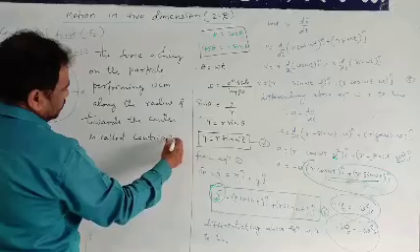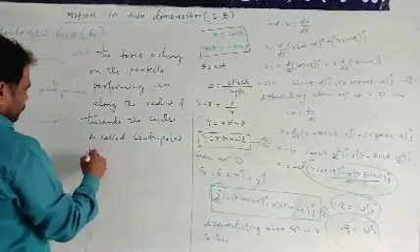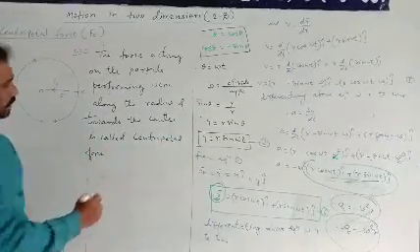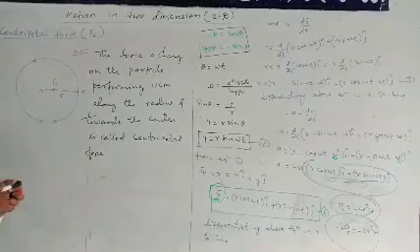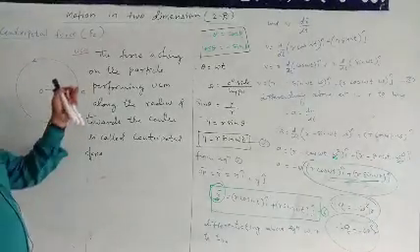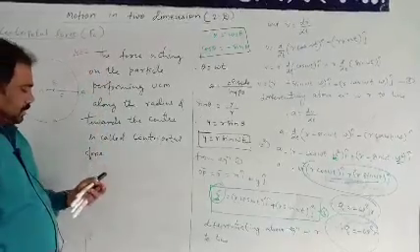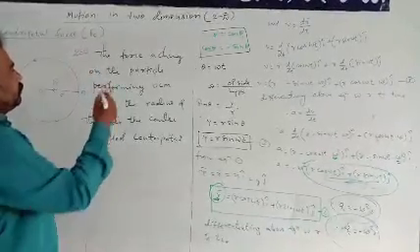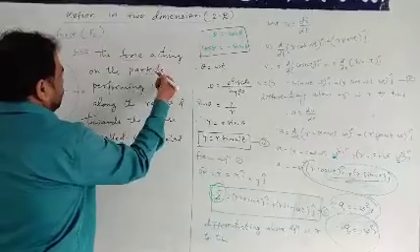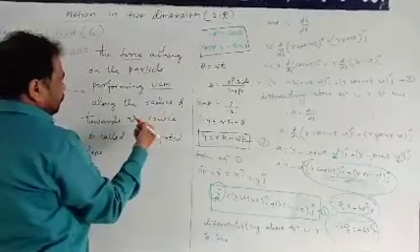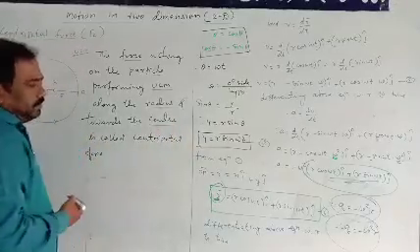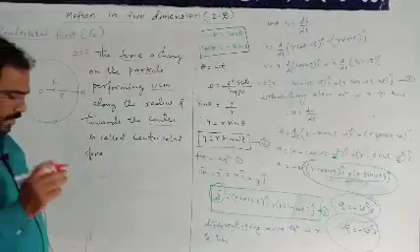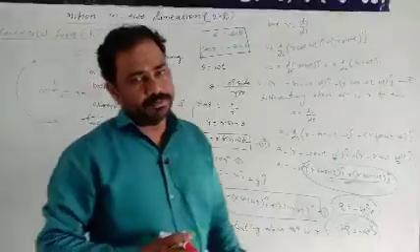Is called centripetal force. So this is the proper definition of centripetal force. Centripetal force is the force acting on the particle performing UCM along the radius and towards the center of the circle. So that force is called centripetal force.